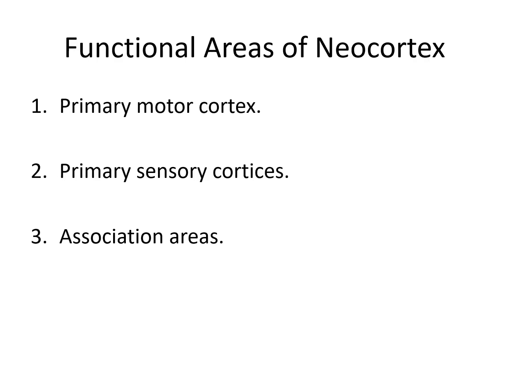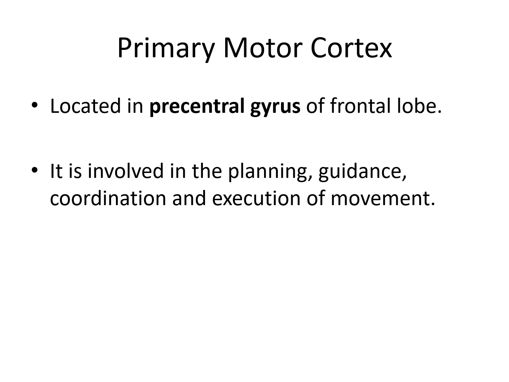Functional areas of the neocortex. There's the primary motor cortex, the primary sensory cortices, and various association areas. Let's look at the primary motor cortex. The primary motor cortex is located in the precentral gyrus of the frontal lobe, which we just previously mentioned, and it's involved in the planning, guidance, coordination, and execution of movement.